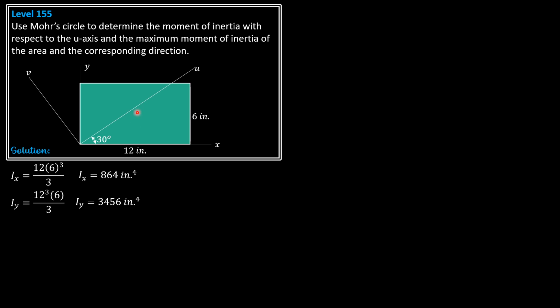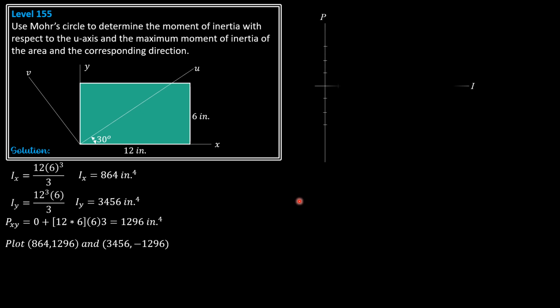The product of inertia is found by the transfer formula with respect to the centroid, which is 0. Then the area is 12 times 6, x-bar is 6, y-bar is 3 inches. So the product of inertia is equal to 0 plus 12 times 6 area, then x-bar 6, y-bar 3, which is 1296 inches to the fourth. Then we plot Ix 864, comma 1296, and 3456 and negative 1296.